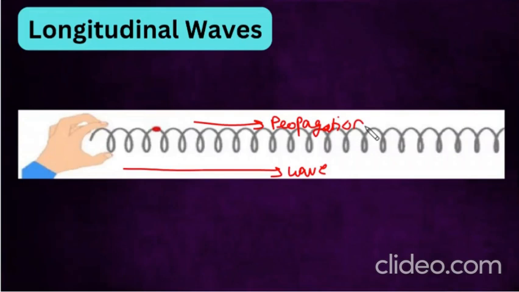When there are more coils, that is compression, and where there are fewer coils, that is rarefaction of the slinky, correct? So in a transverse wave, it is perpendicular to the direction, and in a longitudinal wave it is parallel to the direction. Longitudinal is parallel and transverse is perpendicular, okay?